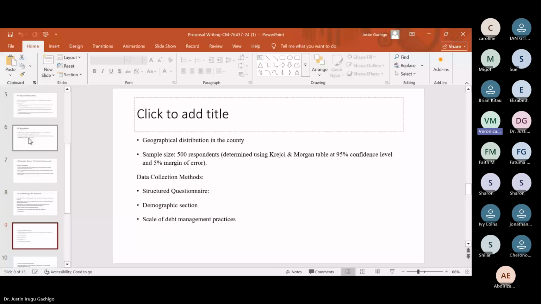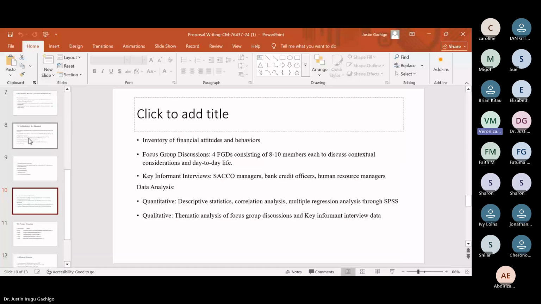My data collection method will be structured questionnaires, with a demographic section, scale of debt management practices, and inventory of financial attitudes and behaviors; focus group discussions, that is FGDs, consisting of 8 to 10 members each to discuss contextual considerations and day-to-day life; and key informant interviews, that one I would get from maybe SACCO managers, bank credit officers, or human resource managers. Data analysis will be quantitative and qualitative. In quantitative, it will be descriptive statistics, correlation analysis, and multiple regression analysis through SPSS. For qualitative, it will be through thematic analysis of FGDs and key informant interview data.